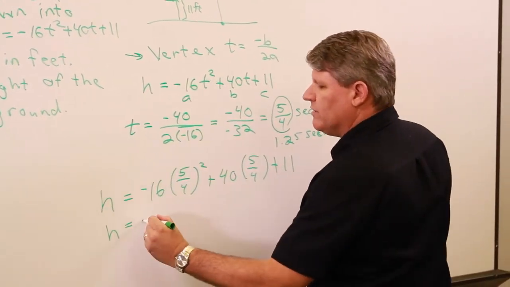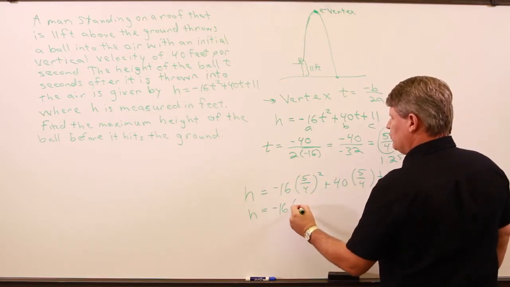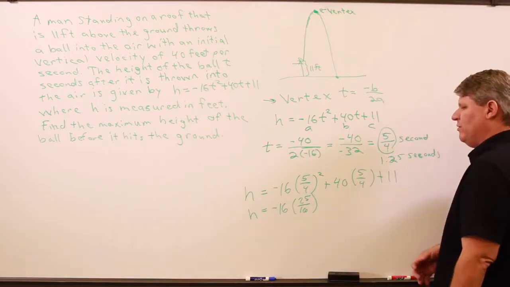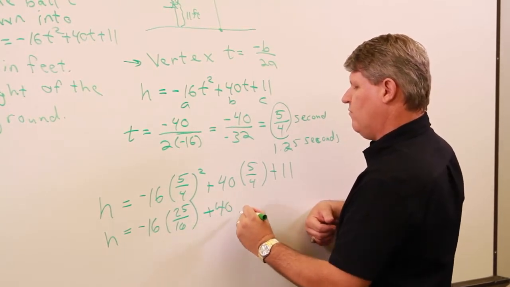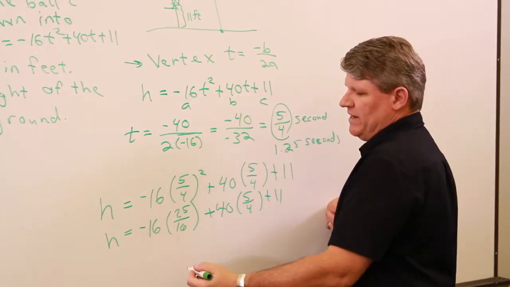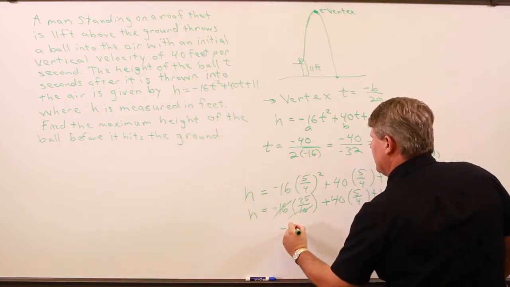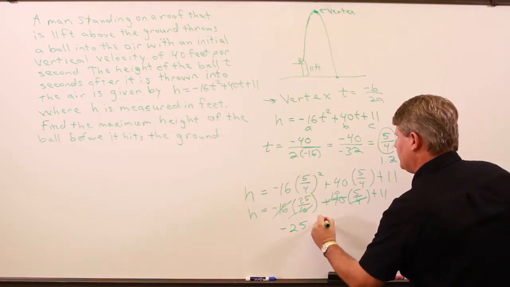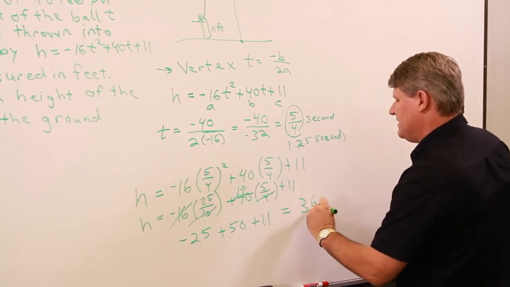And again, the reason I'm doing this with fractions is because I don't have a calculator, and it's much easier for me to square 5/4 and get 25 over 16 than it would be for me to square 1.25. Then 40 times 5 over 4 plus 11. And this problem is really quite nice because notice that the 16 cancels with the 16. Make sure we don't drop the negative, so I'm getting negative 25. 4 goes into 40 10 times, so plus 50 plus 11, which ends up being 36.